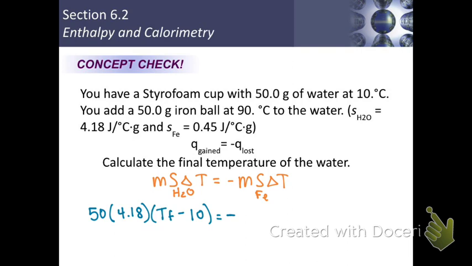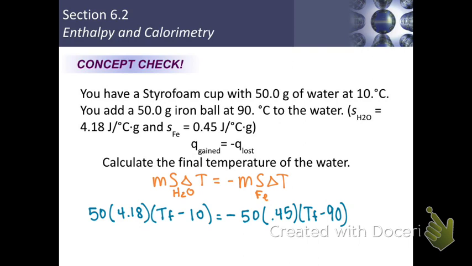So I'm going to put in the negative because I know iron is going to start getting colder. The mass of iron is 50. The specific heat is 0.45. Temperature final, I don't know, but my initial temperature is 90. Any questions about how those numbers got plugged in or why they got assigned to what variable? Do you see an issue here algebraically?